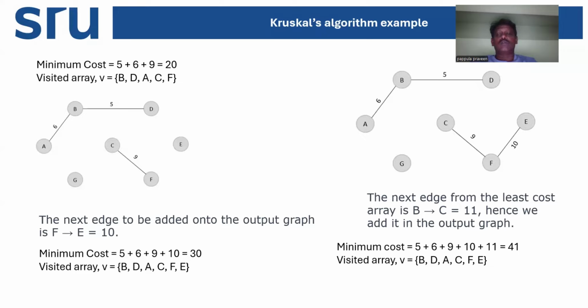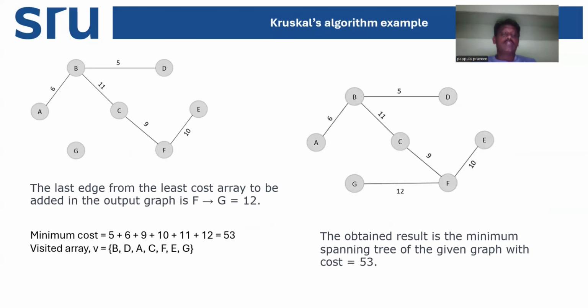The next edge from the least cost list is B to C. B to C is 11. Hence we add it to the output graph. So minimum cost is 41, from 5 plus 6 plus 9 plus 10 plus 11. Visited array is B, D, A, C, F, E. So we visited six vertices. How many vertices do we have? Seven vertices are there. Now we want to visit the other vertex, that is called G.